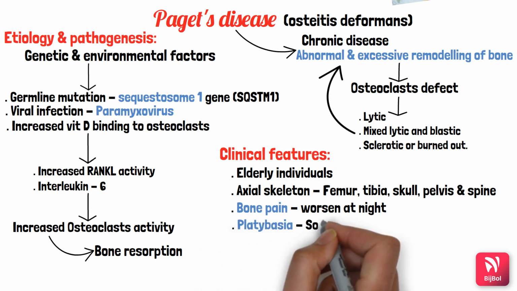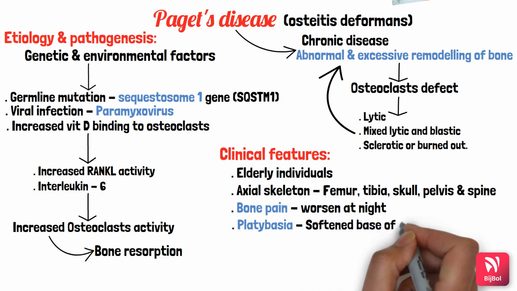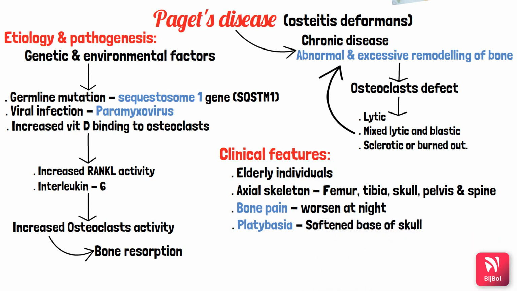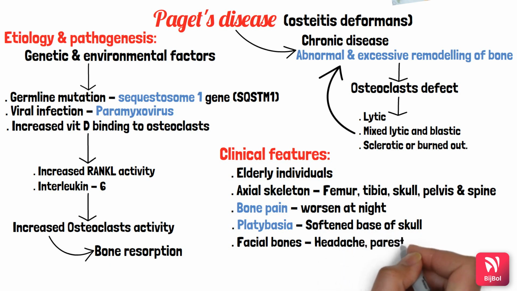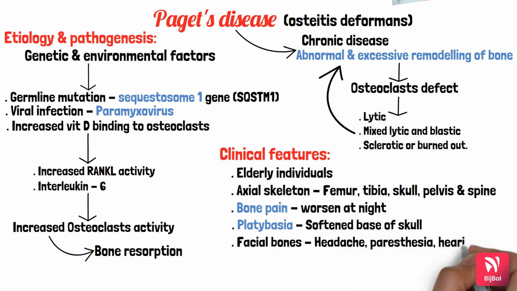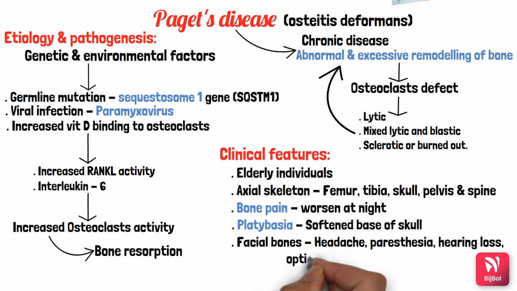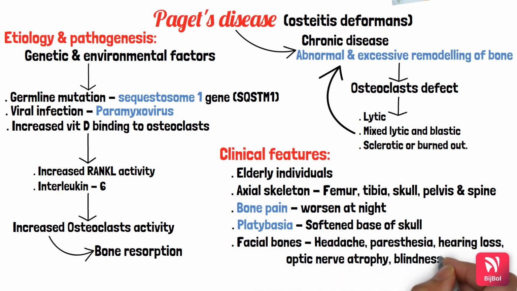Sometimes because of this lytic activity, there will be formation of softened bone at the base of the skull, which may result in platybasia. And when facial bones are involved in severe cases, there might be other complications like headache, paresthesia, hearing loss, optic nerve atrophy, blindness, neuralgias as well as facial palsy, seen as general clinical features.